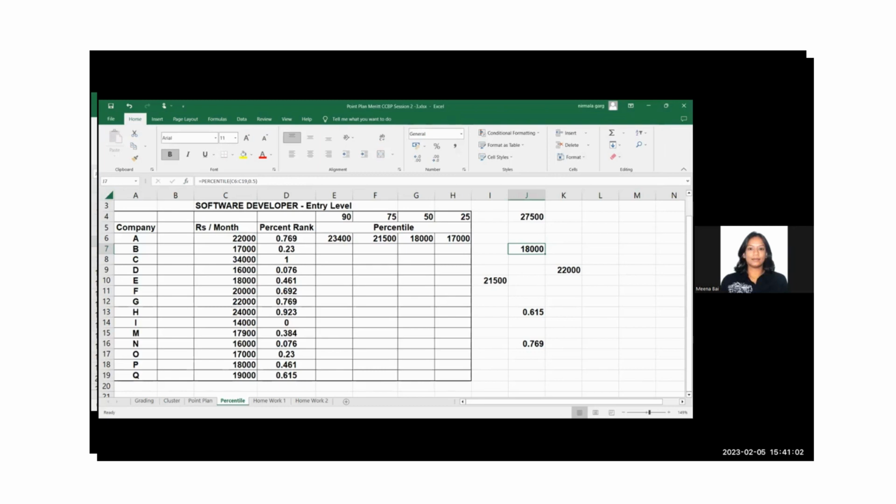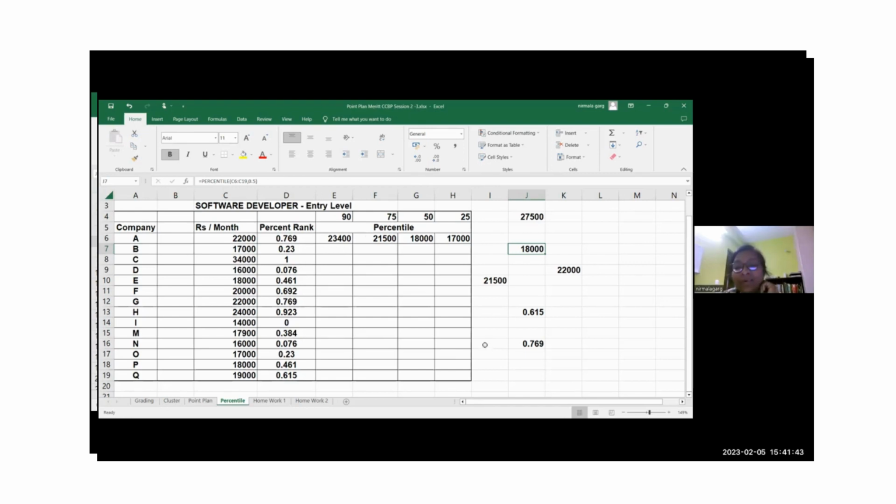So here you wanted to pay the 95th, so you will pay 27,500. But say, for example, you are paying something like 16,000. This company is paying 16,000. Now you don't know what the percentile is, but you want to pay at the 85th percentile. So what will you do? We'll calculate the 85th percentile and then subtract 16,000. Exactly. So let's do it once again.